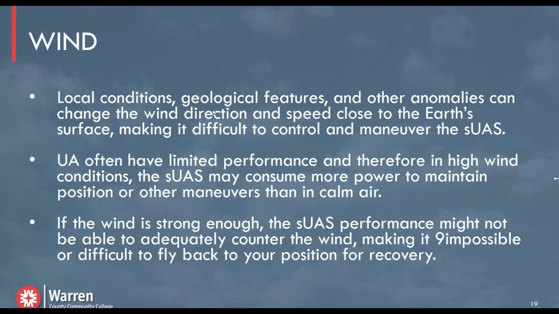Local conditions, geological features, and other anomalies can change the wind direction and speed close to the Earth's surface, making it difficult to control and maneuver your small unmanned aircraft. Unmanned aircraft often have limited performance in high wind conditions. This small unmanned aircraft system, or sUAS, may consume more power to maintain position or other maneuvers than in calm air. Calm air, straight, steady flight, greatest battery. You will get the most out of your battery.